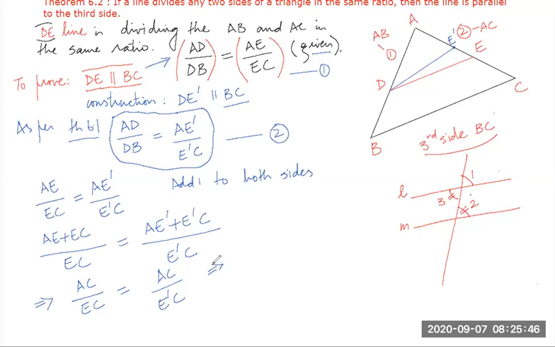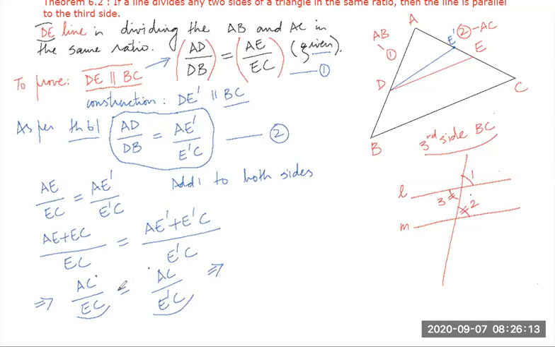So from this, what do we get? These are the two sides of the equation. The numerator is equal. If the numerator is equal, then the denominator should also be equal. Hello, students. Yes, sir. Then the denominator should also be equal.